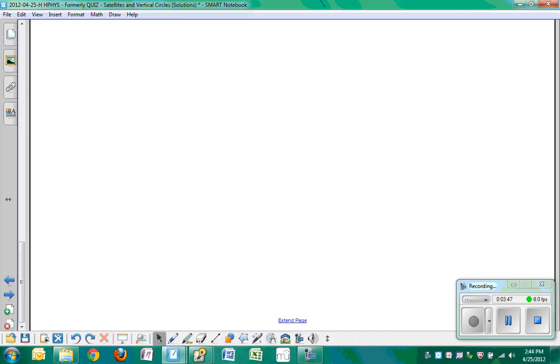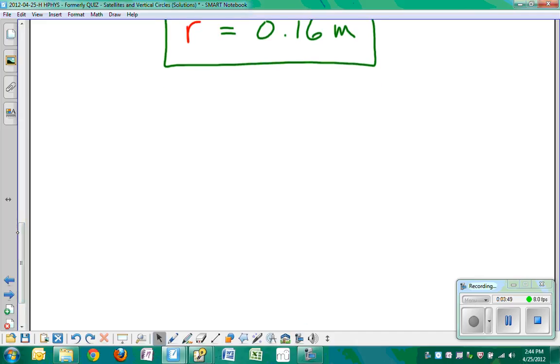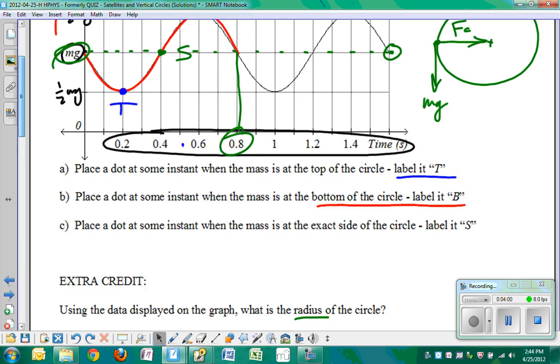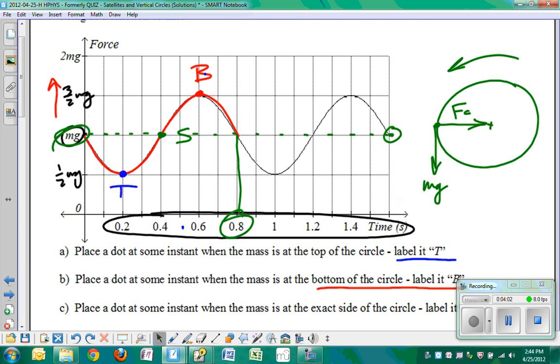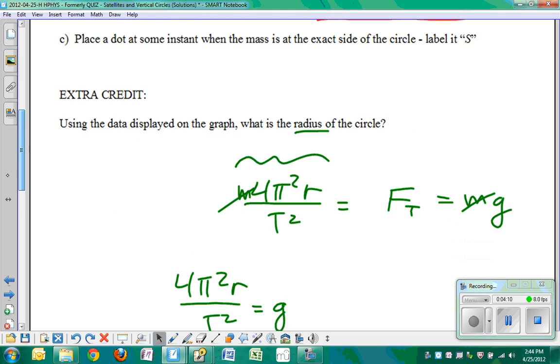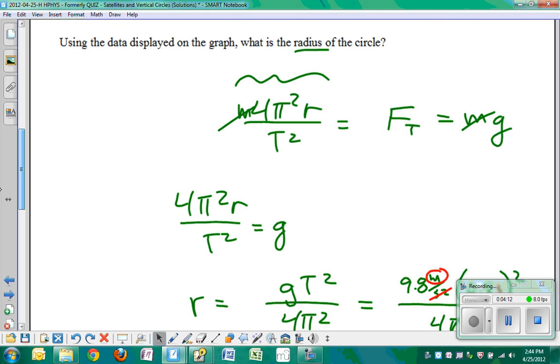Now, I can also show that this is consistent with the fact that we have a maximum of 3/2 mg and a minimum of 1/2 mg. Here's the maximum at 3/2 mg when it's at the bottom, and 1/2 mg when it's at the top. You can see that the average force is just going to be mg, so that helps us figure out that this expression right here is valid.